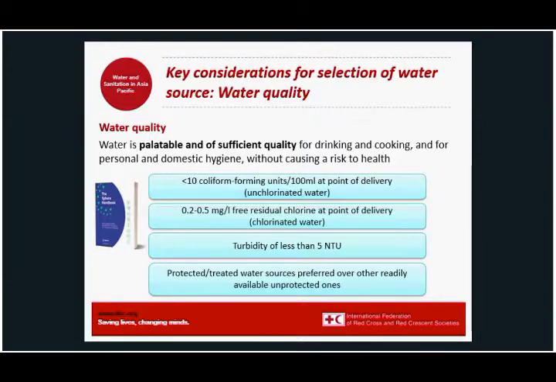0.2 to 0.5 milligram per liter free residual chlorine at the point of delivery for chlorinated water. A turbidity of less than 5 NTU. Protected treated water sources are preferred over other readily available unprotected ones. Please note it is also mentioned about maintaining the water chain with no contamination between point of distribution and point of use. This includes safe collection and storage at household level, or household-level water treatment and safe storage.